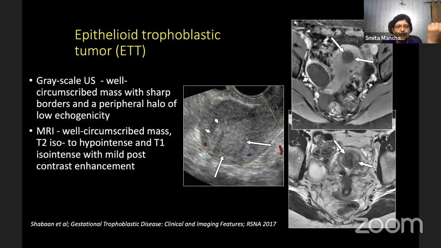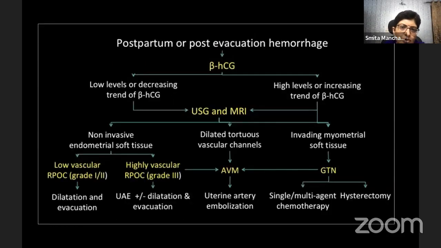Similarly for ETT, where it is said that if there is a well circumscribed mass with a sharp border and peripheral halo of low echogenicity, but usually no diagnosis is not really made in the pre-op setting. So what happens is that the patient is coming to us postpartum or post-evacuation. She has undergone an MTP outside and she's presenting with bleeding.